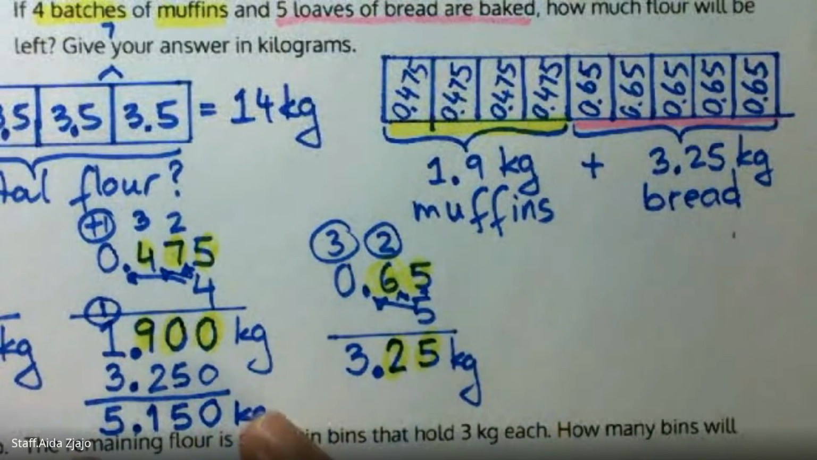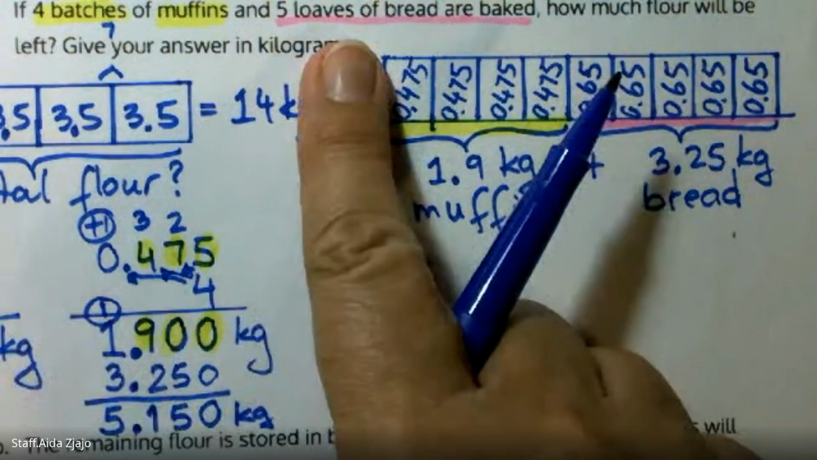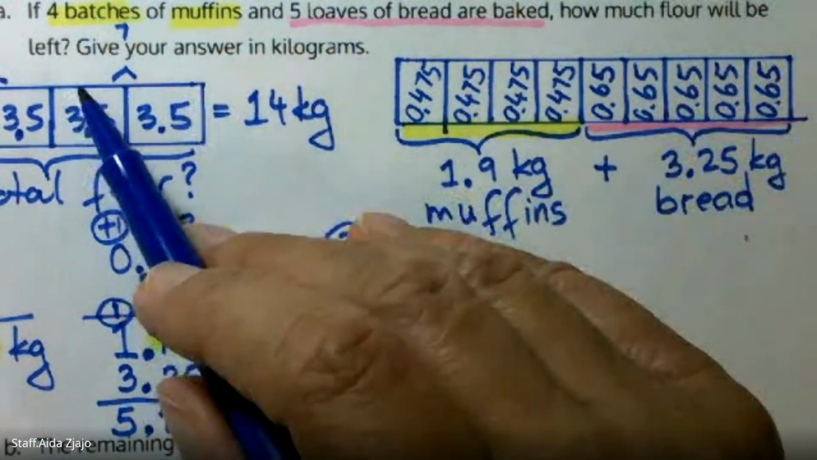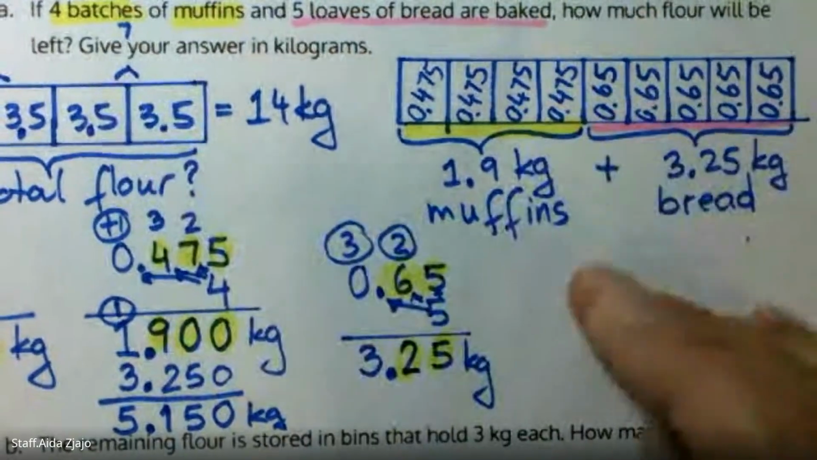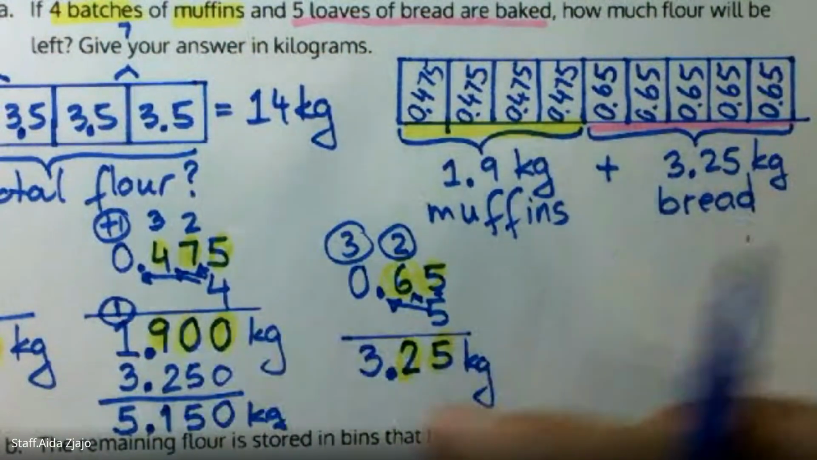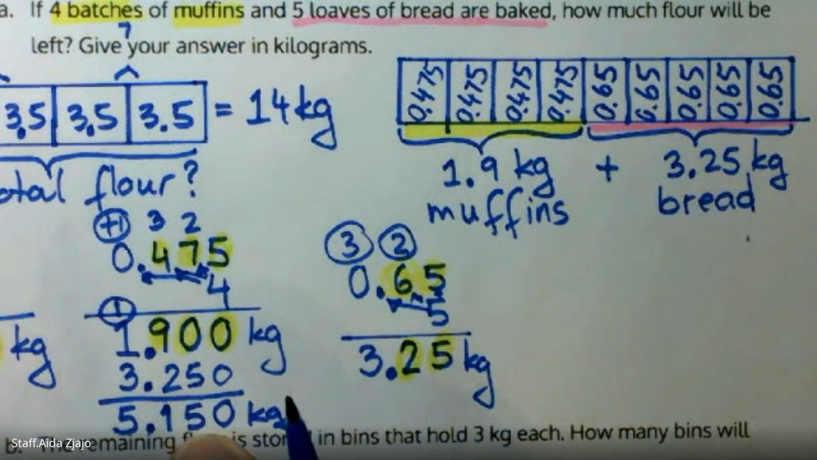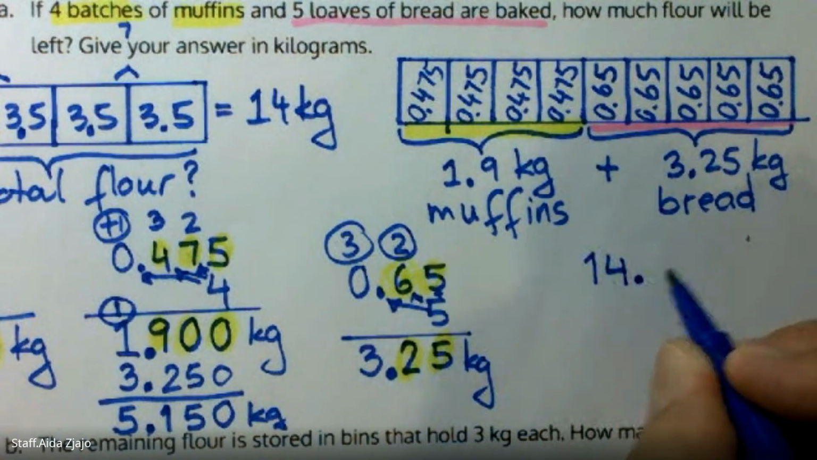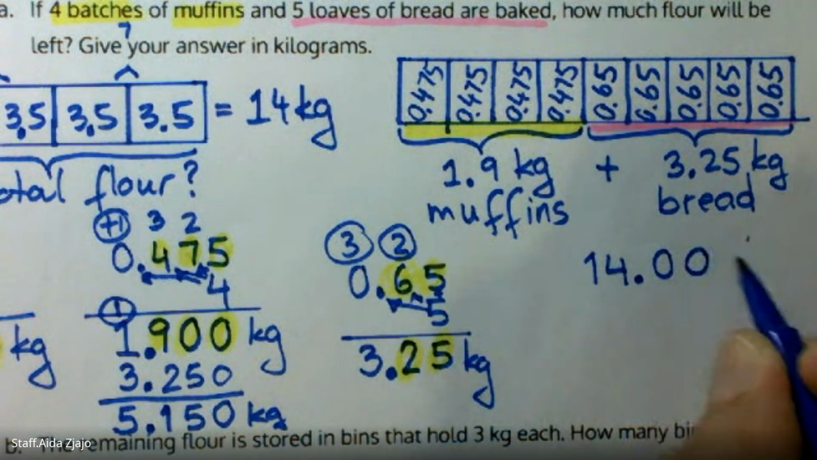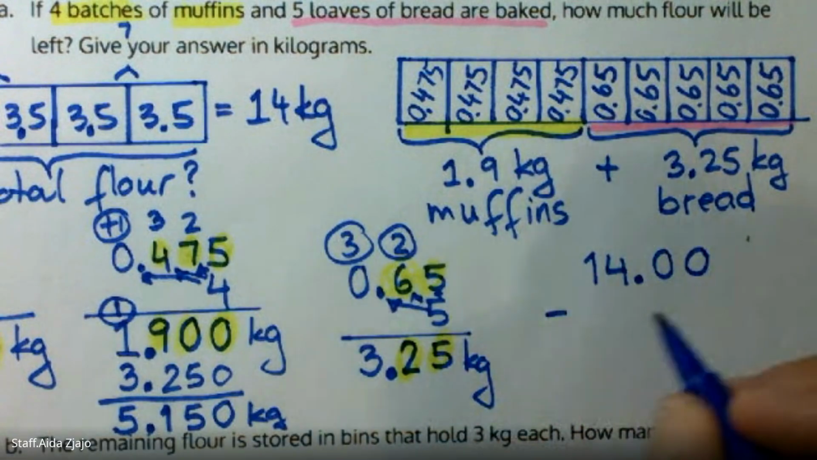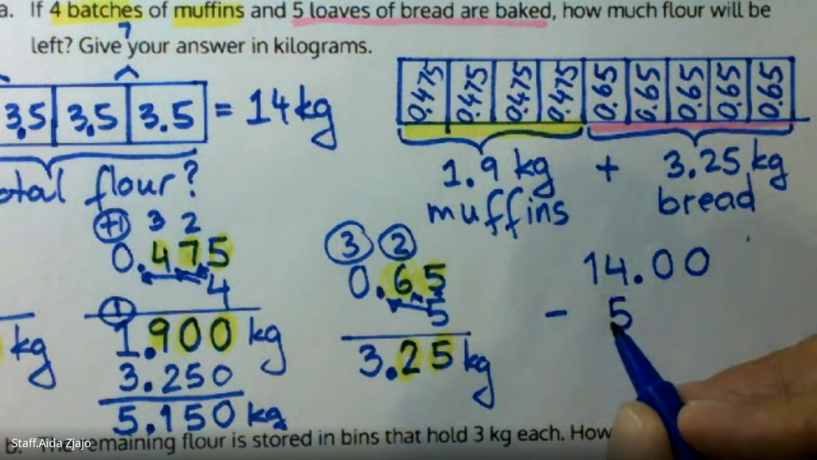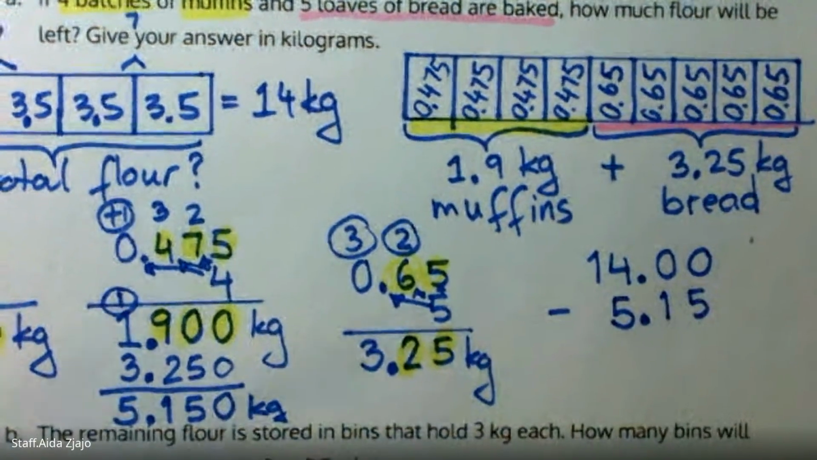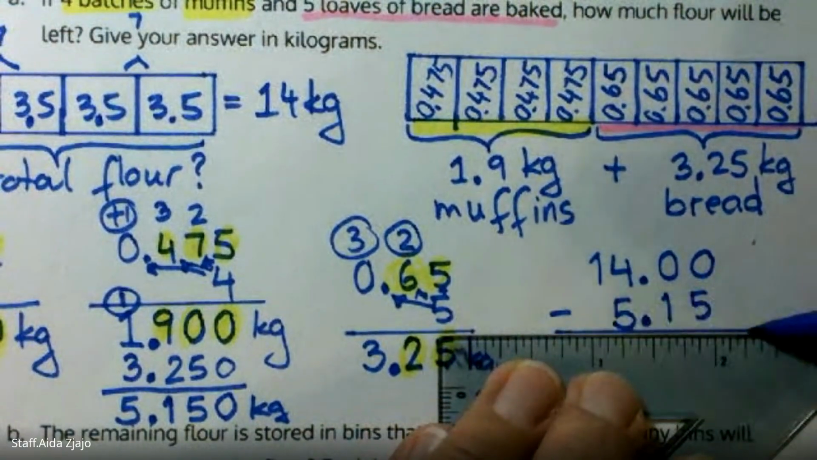So now the total was 14 of the whole bread. This is how much flour will be left. So we need it now, and one more step is to take how much he used from that. So 14 kilograms he had. I'm going to add just two zeros, and I'm going to subtract 5 whole kilograms and 15 hundredths out of the next kilogram.